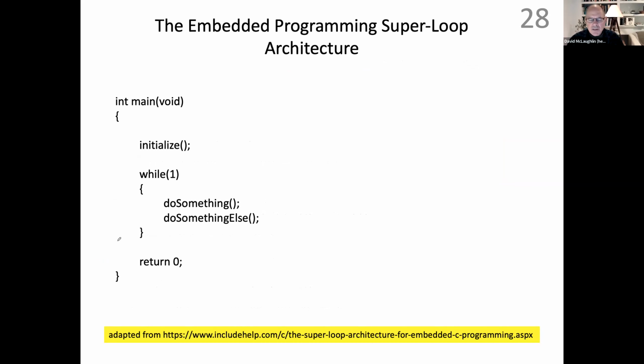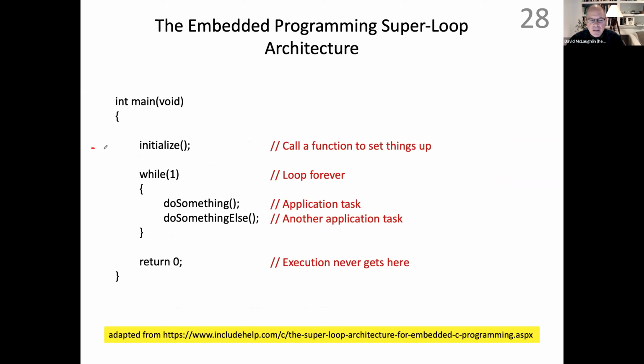Okay, and what we'll often see is we'll write code that looks like this. We'll have an initial function that will initialize something. It's going to go and set up something. It's going to set up an A to D converter, set up a communication link. It's going to be some function that we create or we call, and it'll set things up.